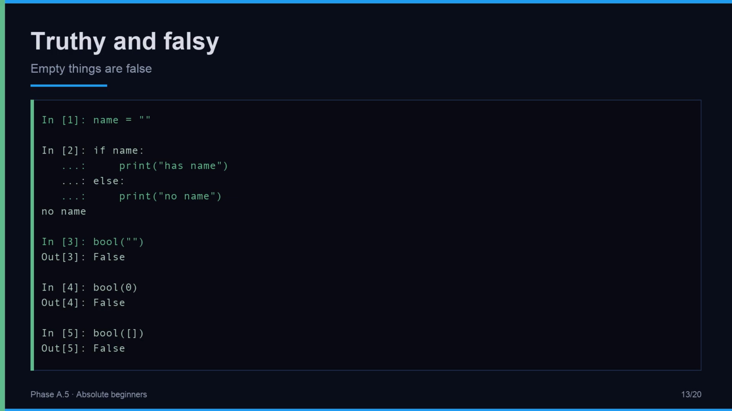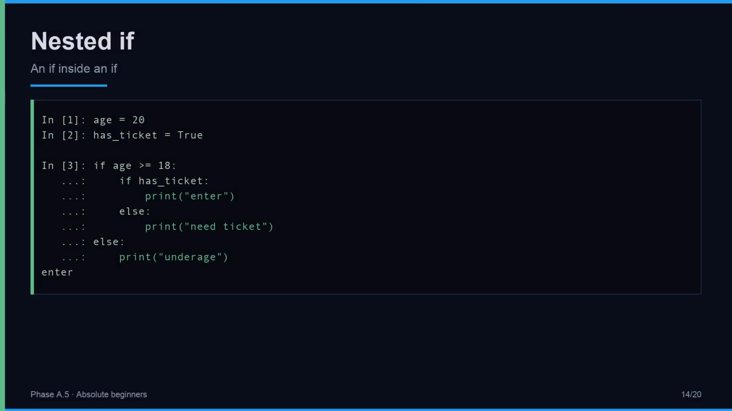Python treats some values as false in a condition. Empty string, the number 0, an empty list, none. These are falsy. Everything else is truthy. So you can write if name, and Python checks if name is non-empty. The bool function shows you the truth value of anything. Empty means false.